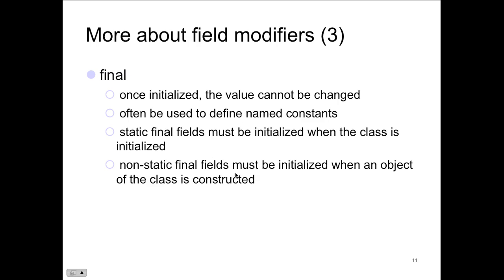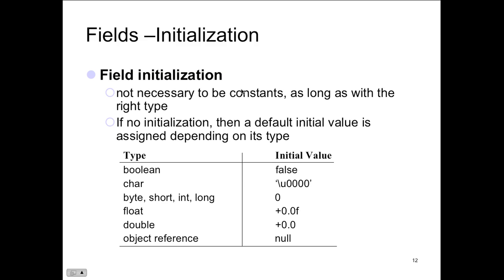Non-static final fields must be initialized when the object of the class is constructed. Can you imagine why? If it's final, you can't assign a value to it later. So you have to actually initialize it with final. So oftentimes you'll see final static pi is equal to something. You'd see it used a lot for constant variables.